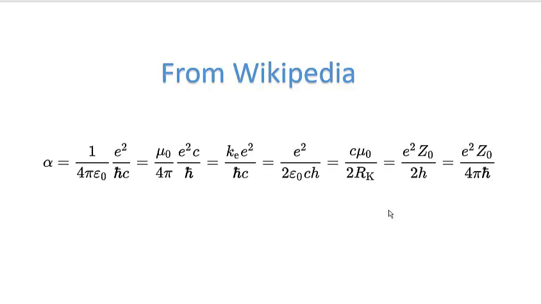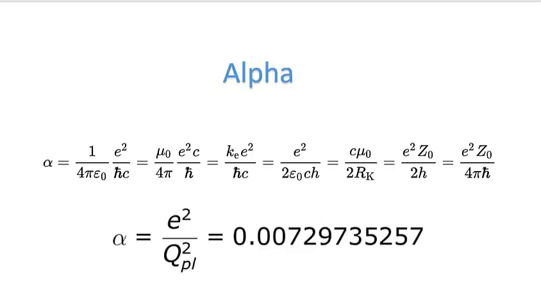There are many ways that you can express alpha. That's the point of this, I think, that there are many ways that alpha can be expressed. But wait, there's more. There's one more that I found that's not on this list, and that is this one here. And so this is elementary charge squared divided by Planck charge squared.